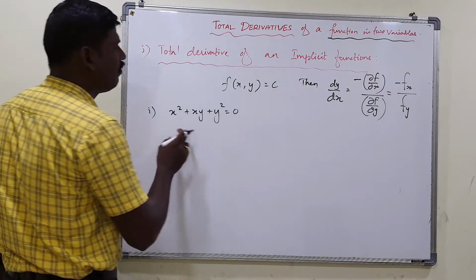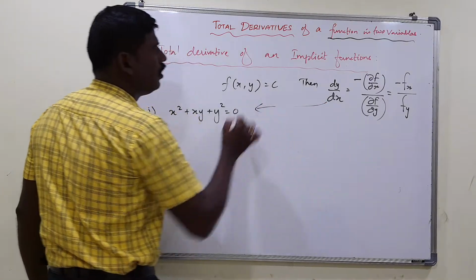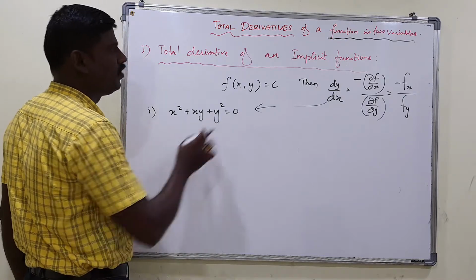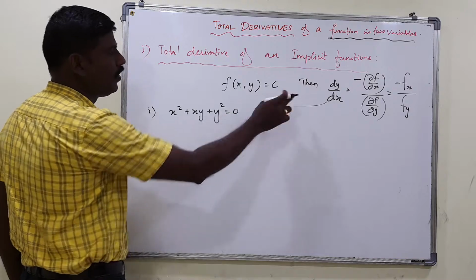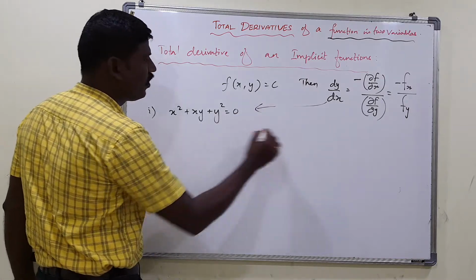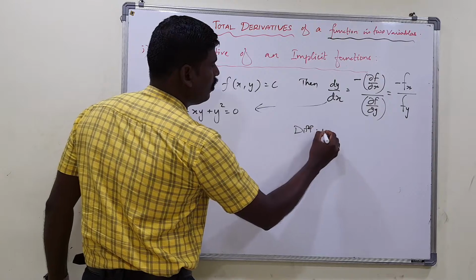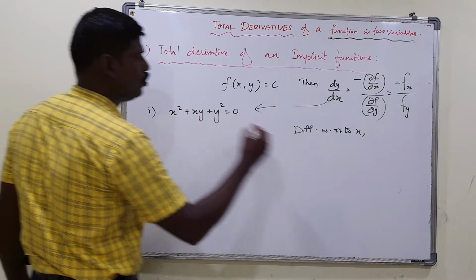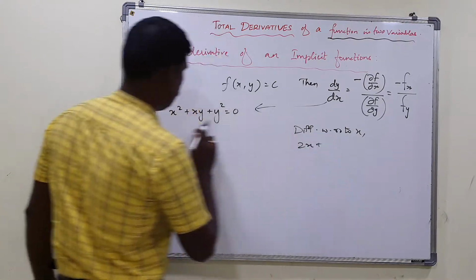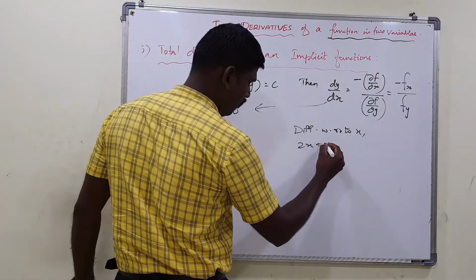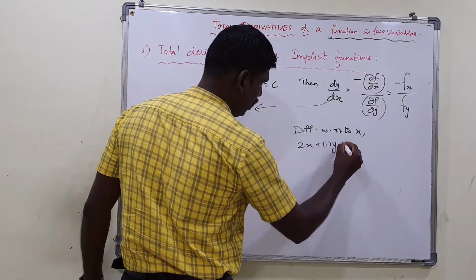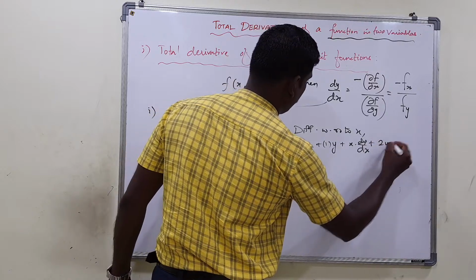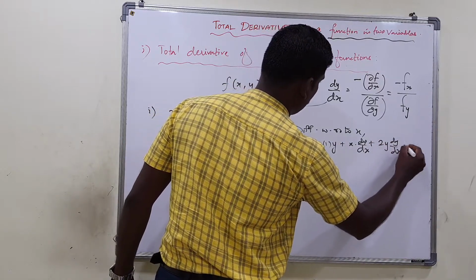Finding dy by dx, as usual, we already know how to find the dy by dx for an implicit function. How can we find the dy by dx? Just differentiate with respect to x. So what you will get? 2x plus, here you can apply the product rule: derivative of x is 1 into y plus x into dy by dx, plus y square becomes 2y into dy by dx, is equal to 0.